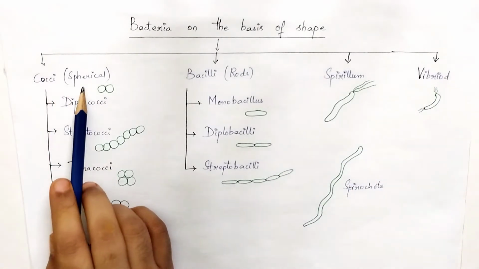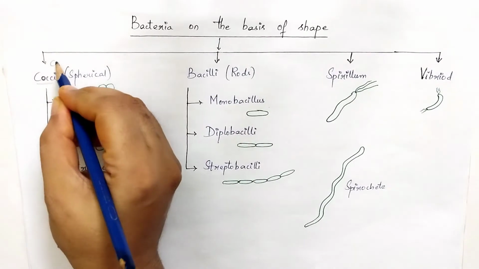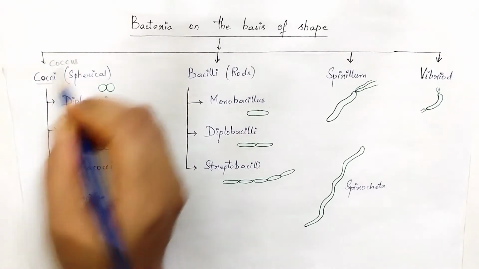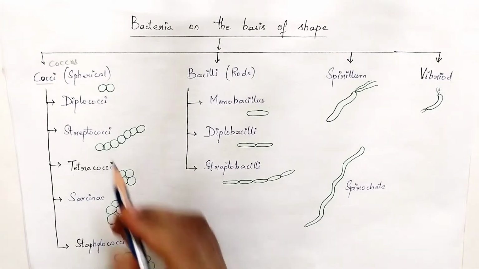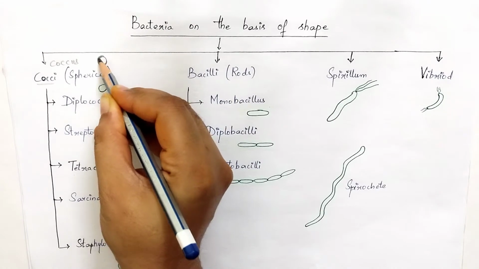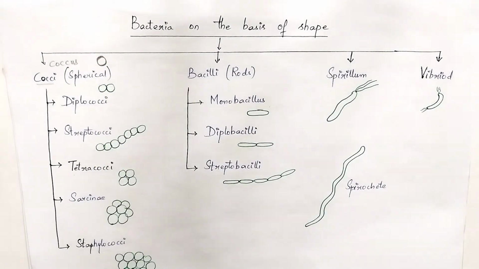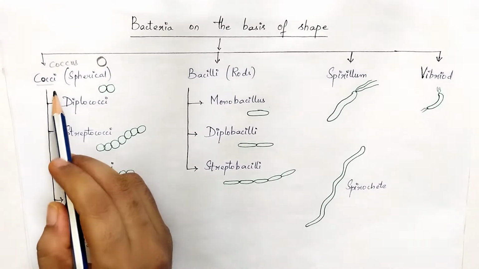Cocci means spherical. Cocci is the plural form; in singular we call it coccus. That means they are round or spherical in shape. Based on the shape, cocci is again divided into different categories.